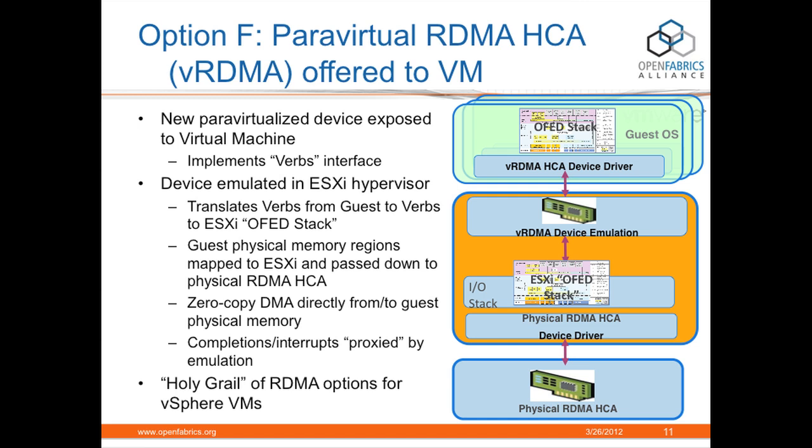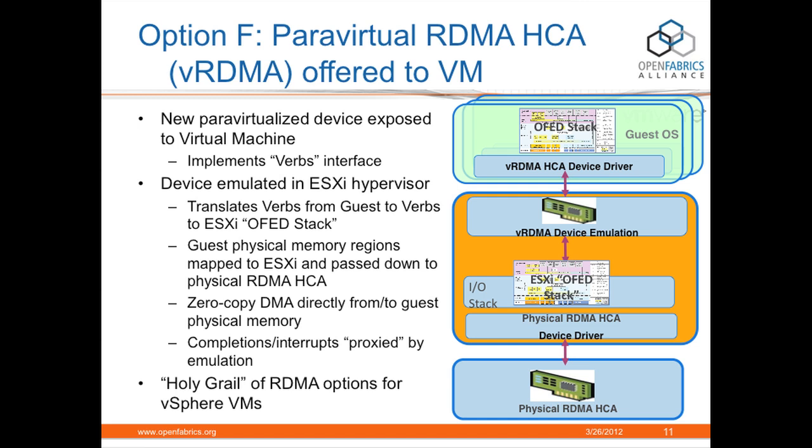And option F is what I consider the holy grail that we're trying to achieve, which is a new paravirtualized RDMA device. This is exposed to the guest as an RDMA device, and you have a vRDMA HCA driver that we provide, and the OFED stack on top. The emulation of this paravirtual device is done in the hypervisor. It essentially translates verbs that you get down from the OFED stack to a hypercall interface down to the emulation. And then you translate those verbs down to a minimal OFED.